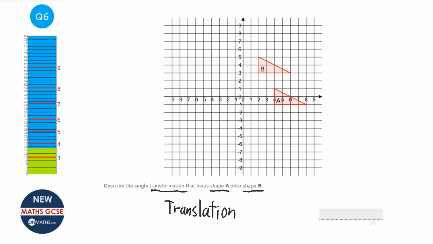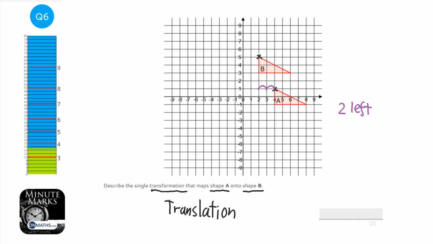Now, with translations, to describe them, pick the same point on both shapes. I always pick the top left if it's available. Then, what we want to do is work out how far left or right I have to go from A to get in line with B. And I do this with jumps, and the reason we do this with jumps is I never get the wrong answer when I do jumps. So 1, 2, I need to go 2 left, and let's have a think, how much up do we have to go? So 1 jump, 2, 3, 4, so 4 up.